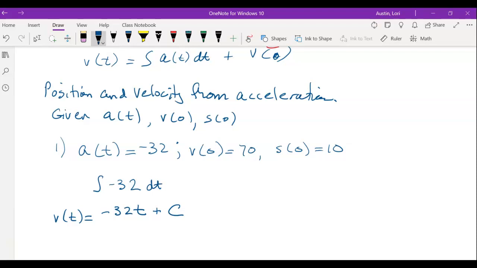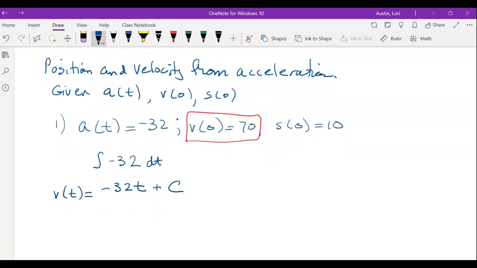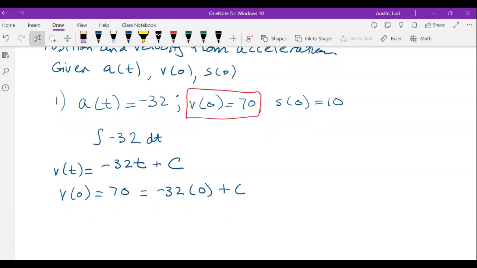All right. So given this information, what we've done before is we said, okay, I know V of 0 equals 70. So V sub 0 equals negative 32 times 0 plus C. This is how we did it in the past. We plugged in the 0. And what do we get for C? You can clearly see C is what?